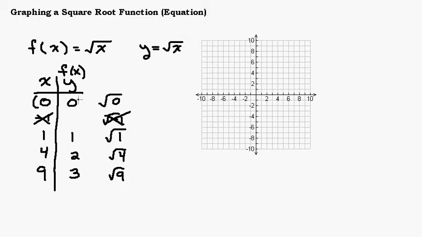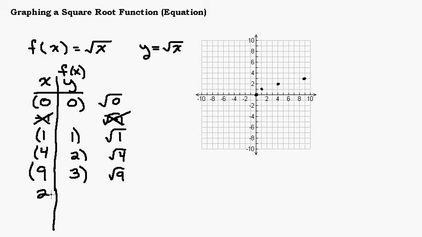Alright, let's plot these points and see what we've got. So we've got the point 0, 0, which is right here. The point 1, 1: over 1, up 1. 4, 2: over 4, up 2. 9, 3: over 9, up 3. Alright, so what we end up with, it looks like we're going to get a shape sort of like a curve here. Like I said, we can't pick any negative values for x, so this is going to be the starting spot. To give us a few more points, let's pick some more x values and bring in the calculator to figure out what the values are.